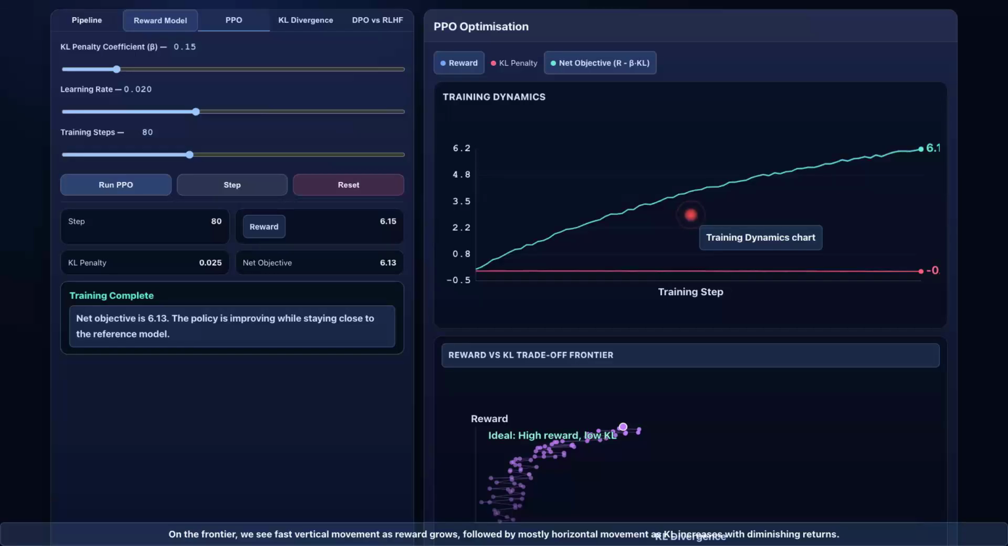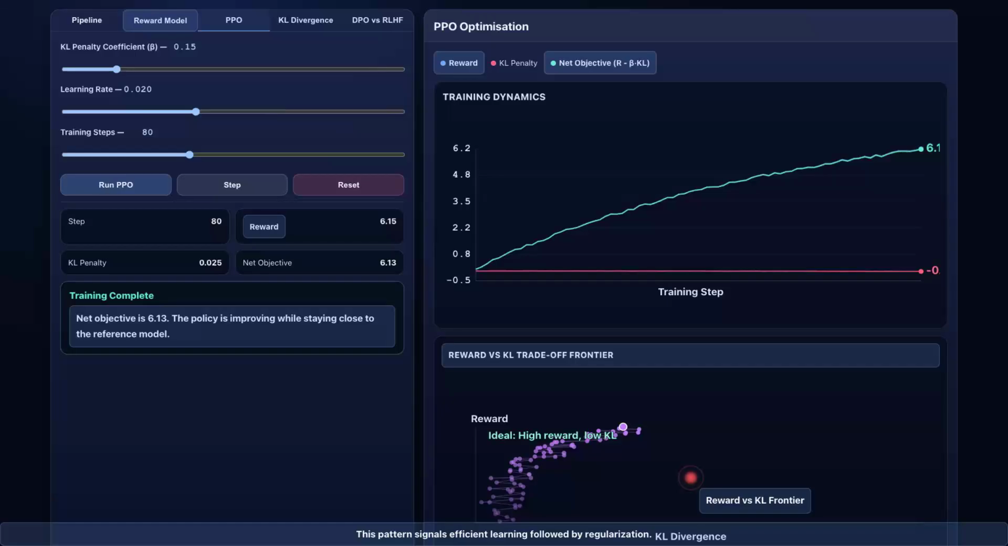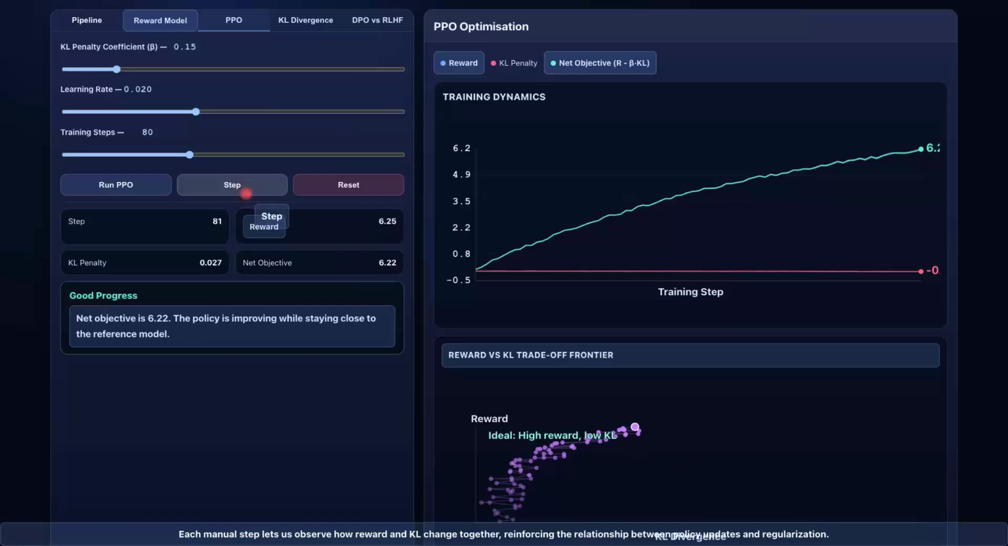On the frontier, we see fast vertical movement as reward grows, followed by mostly horizontal movement as KL increases with diminishing returns. This pattern signals efficient learning, followed by regularization. Let's step through training manually. After each update, notice how the stat pills change and a new dot appears on the frontier, showing incremental progress. Each manual step lets us observe how reward and KL change together, reinforcing the relationship between policy updates and regularization.